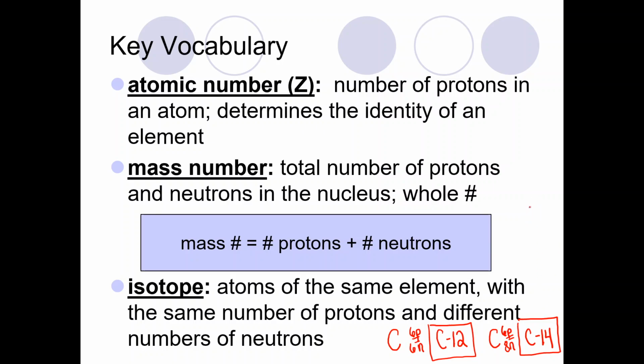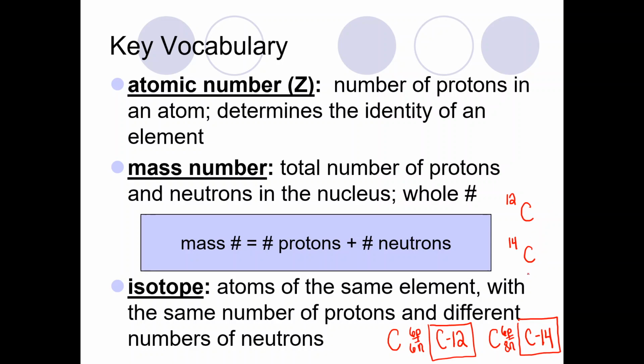Another way to write that isotope would be carbon with a 12 up at the top left, and carbon with a 14 up at the top left. Okay, so mass numbers can go up at the top left of an element symbol, or they can be written with a dash and the mass number to the right of the element symbol. And that's always going to be your protons plus your neutrons.